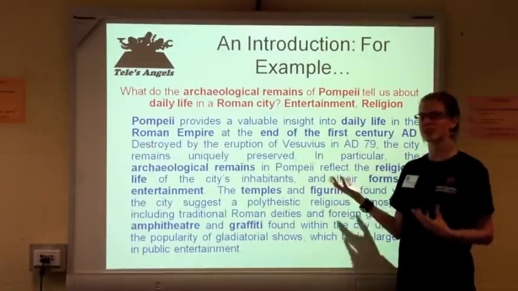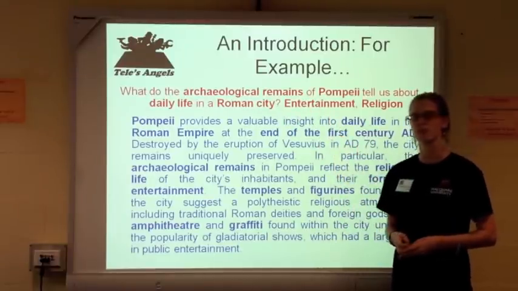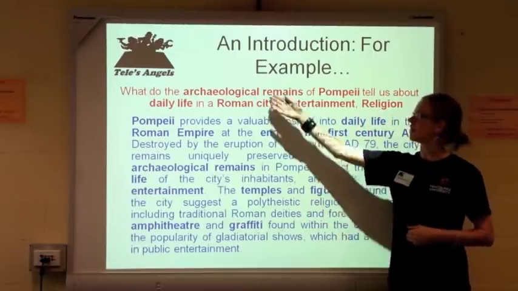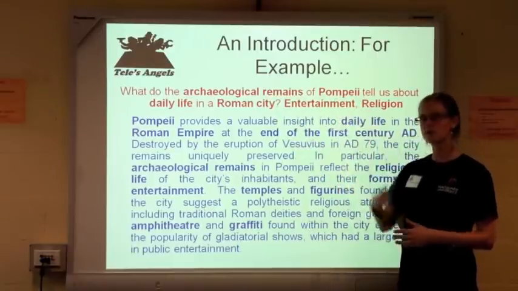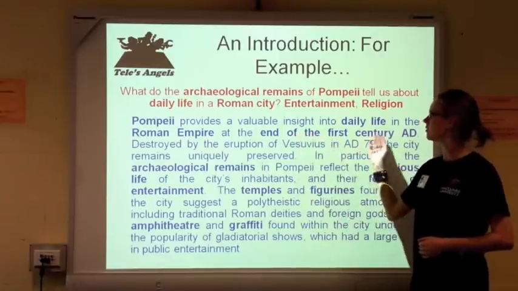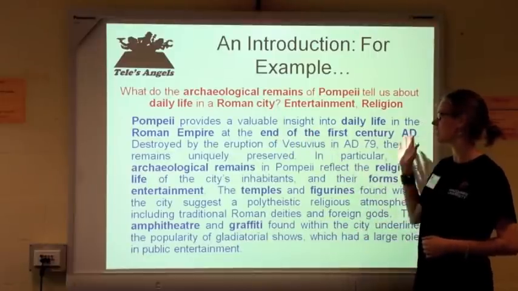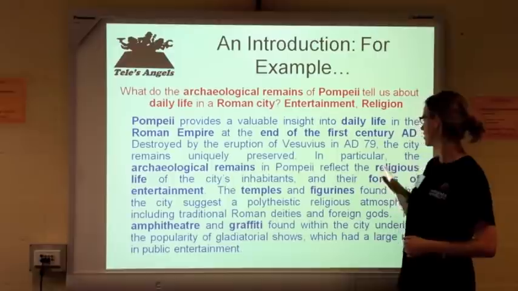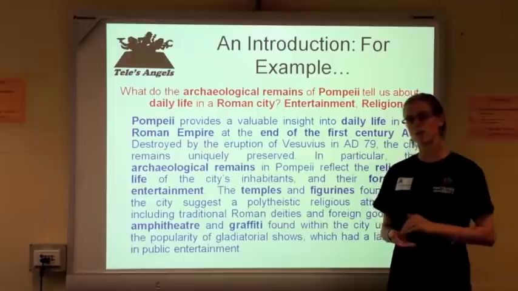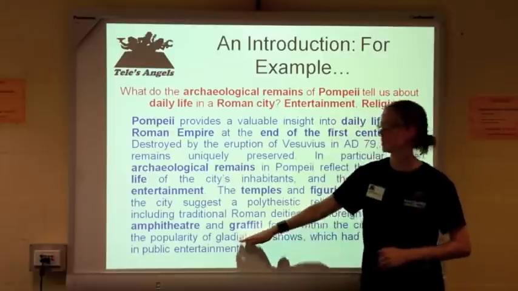So for example, taking a question about Pompeii. What do the archaeological remains of Pompeii tell us about daily life in the Roman city with entertainment and religion? As Amy said earlier, we've highlighted the main points in the question, and so now we've got a sample introduction. So we've also highlighted for your benefit the main sections within the introduction. So Pompeii, Roman Empire, a date, archaeological remains, we're discussing religious life and entertainment. So within this we've also listed the primary sources we're going to be using. So we've got temples, figurines, and amphitheatres and graffiti.